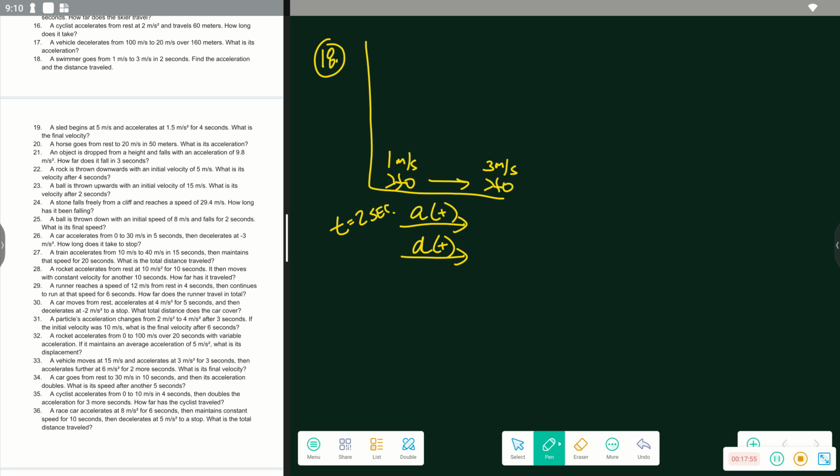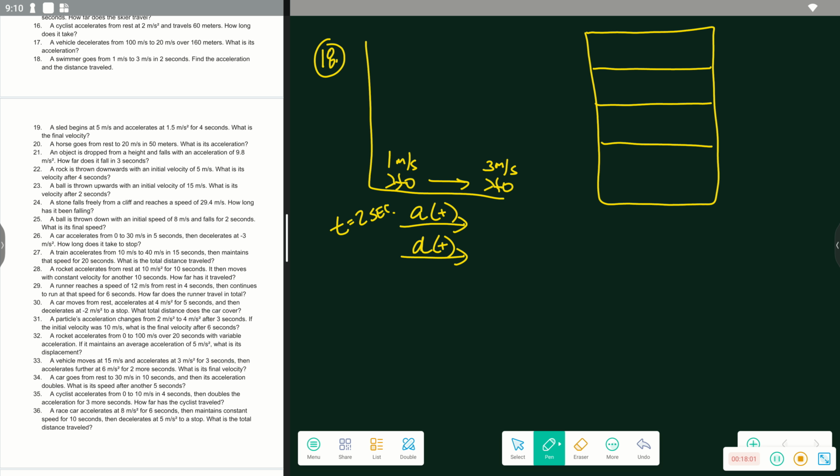All right, so draw your chart: VI, VF, A, T, D. So your initial velocity is 1 meter per second, final velocity 3 meters per second. Acceleration is what you're solving for. Time is 2 seconds, and displacement is what you're solving for.